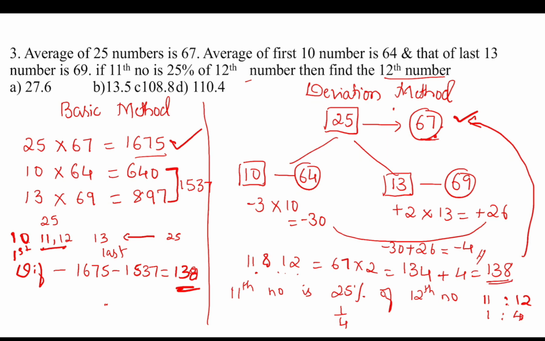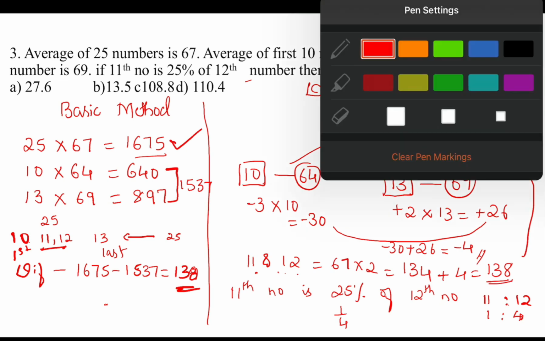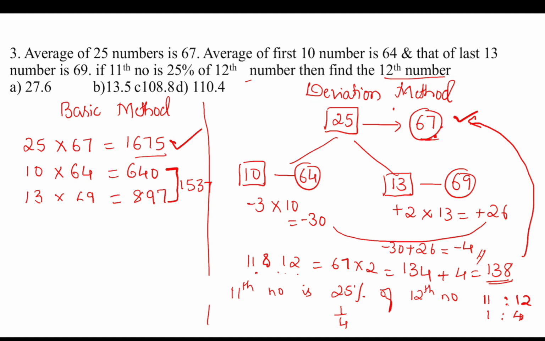Okay, now we know the sum of the 11th and 12th number is 138. So the sum in ratio is how much? 5 parts, 1 plus 4 is 5. So 5 parts is 138. Then we want the 12th number. So 4 parts is how much? So this divided by this, 4 by 5 into 138. Okay, 5 1s are 5, 5 2s are 10.